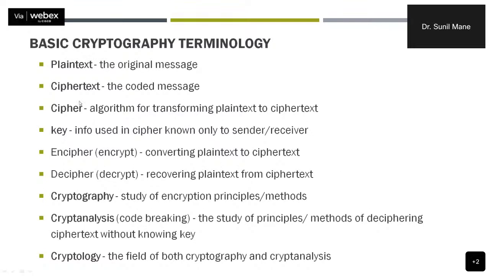So these are the various terms which are used, like plain text and ciphertext. Plain text is the original message, ciphertext is a coded message. Cipher is an algorithm which is used for transforming the plain text to ciphertext.